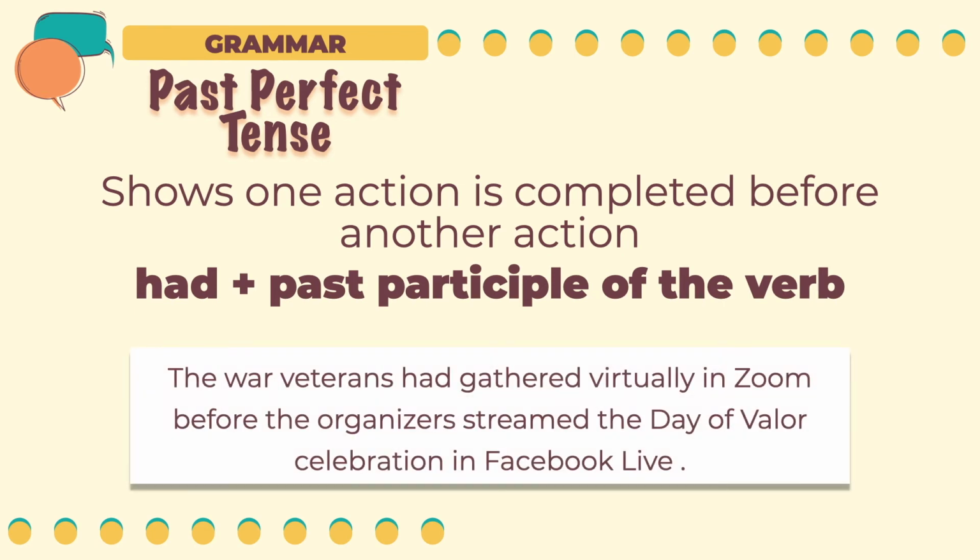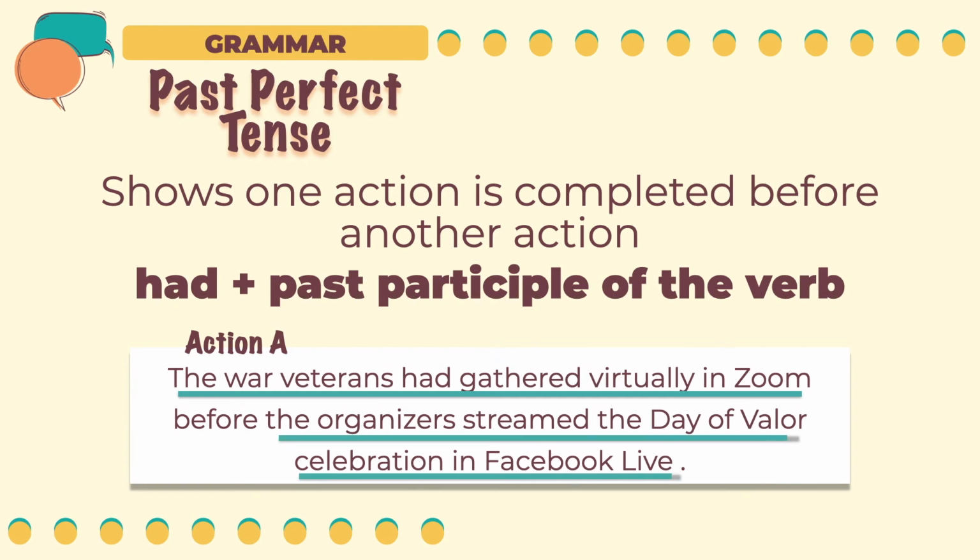The war veterans had gathered virtually in Zoom before the organizers streamed the Day of Valor celebration in Facebook Live. In order to know that the sentence is in the past perfect tense, there should be two actions. The first action should be completed before another action. In this sentence, the first action is, the war veterans had gathered virtually in Zoom. This event happened first, followed by the second event, the organizers streamed the Day of Valor celebration in Facebook Live.